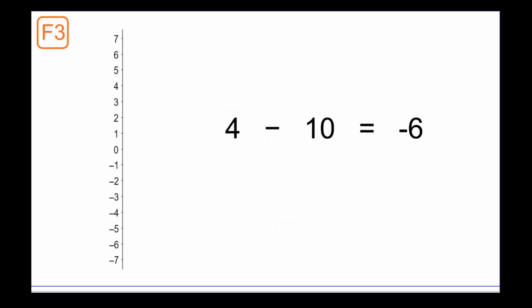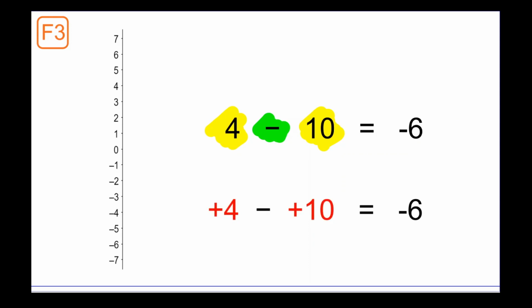This is the other example that you did at the start of the video. Let's see what's going on. There's a positive 4 here and a positive 10 here, and in between them the operation is to subtract. Now the 4 and the 10 in this sentence are positive, and sometimes we like to emphasize this fact. And so we can write the sentence like this.